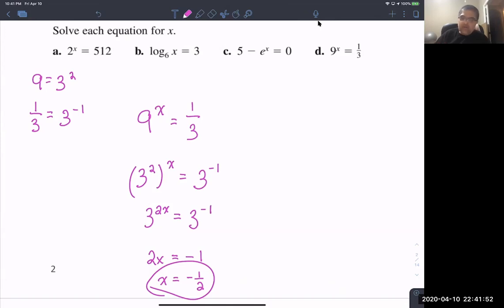If there is no way you can do that, like in the beginning of this lecture, I talked about 3 to the x equals 7. There is no common base between 3 and 7. Then I have to use my inverses, either logarithms in this case, or if I was given a logarithm, exponentials.